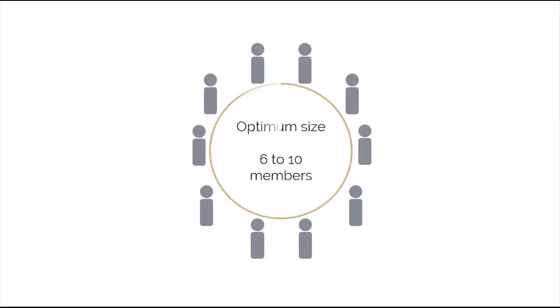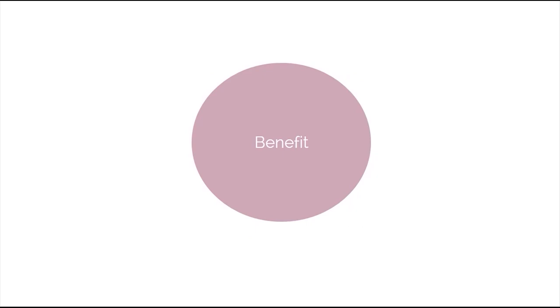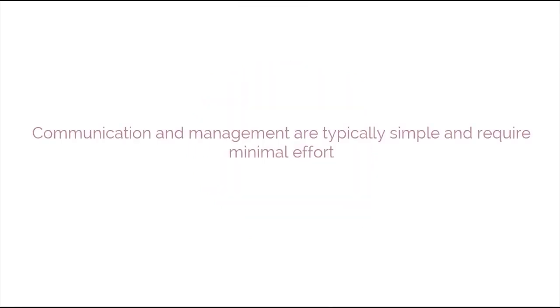The optimum size for a Scrum Team is 6 to 10 members, large enough to ensure adequate skill sets, but small enough to collaborate easily. A key benefit of a 6 to 10 member team is that communication and management are typically simple and require minimal effort.